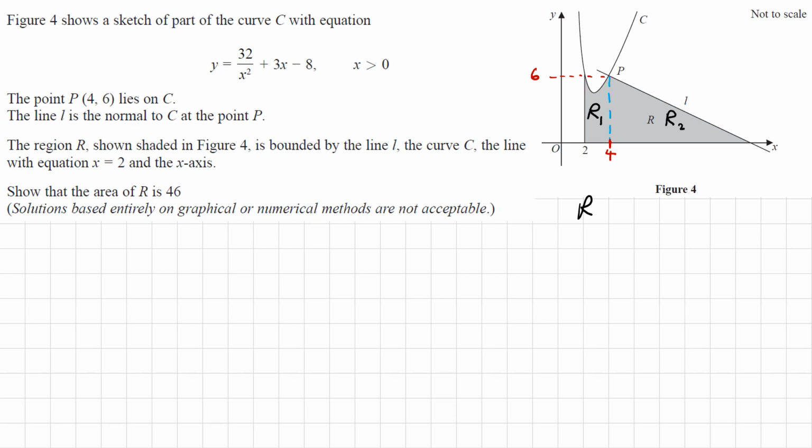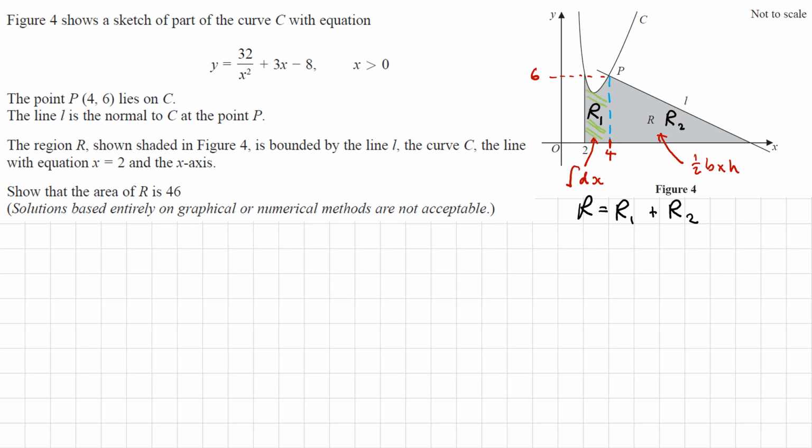So my total area, my total region is going to be given by the area of R1 plus the area of R2. Now what I'm going to do is I will be using integration to find the area of R1. It's meant to be an integration symbol. And for R2, well, basically it's just a triangle. So I will be using half base times height to find the area of that. And then I can add those two parts together. So let's start with R1, finding the area of this bit here.